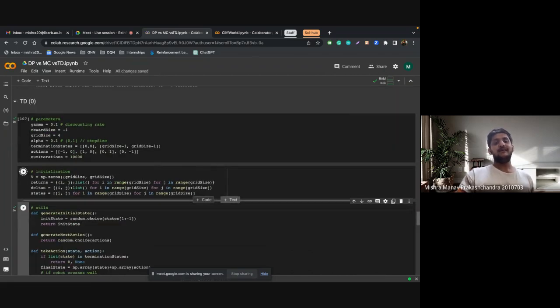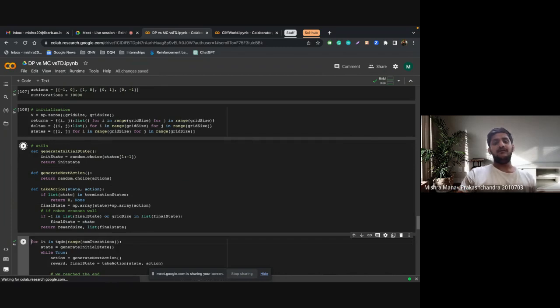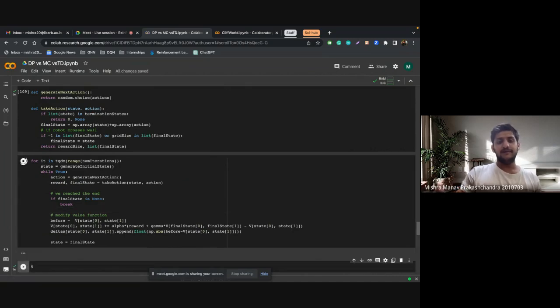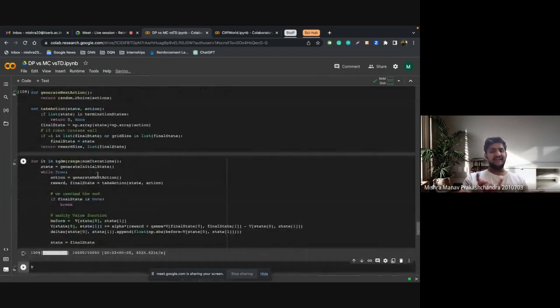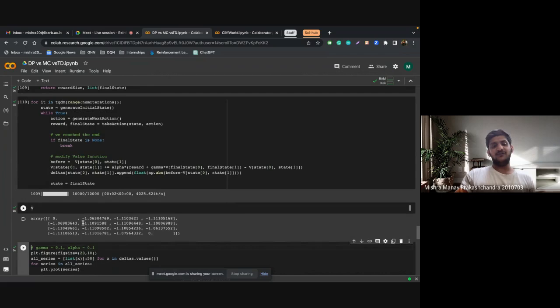I initialize everything. All the utility functions, which are generate initial state, next action, take action, are all based on the policy of temporal difference. All of the functions have been defined over here, including the bootstrap part. And finally, for that many iterations, we just run it. I'm again storing deltas. Deltas is the TD error, the error term inside the bracket, which is target minus current estimate. So I'm storing this value. After 10,000 episodes, this is how the value function looks.